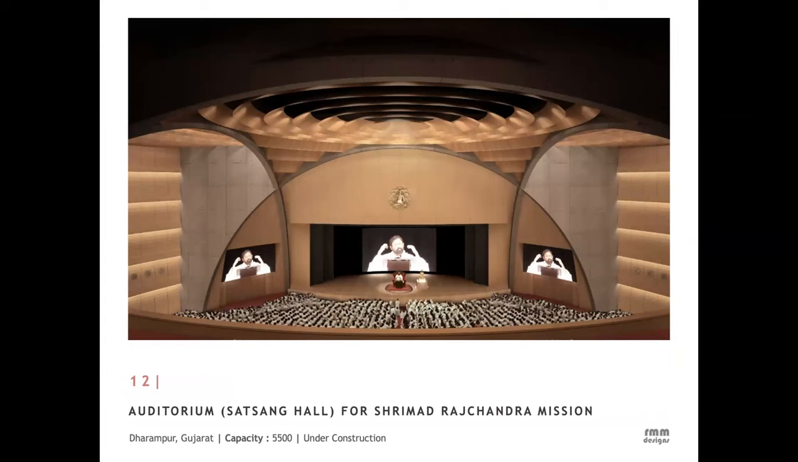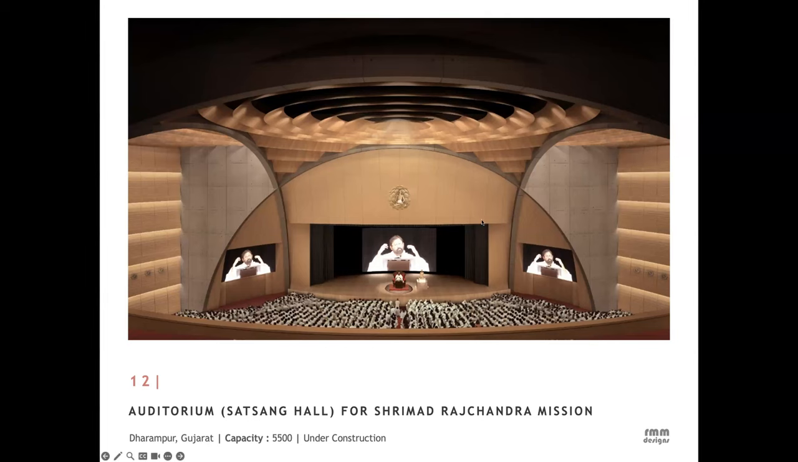This is a satsang hall which we are actually doing in a place called Dharampur in Gujarat, which is part of an ashram of the Jain and Gujarati community. So it's a big ashram of about 200 acres. And this is probably going to be one of the largest auditoriums in the country. The capacity is about 5,500. Though it's an auditorium, it's primarily meant for their religious or spiritual discourses.